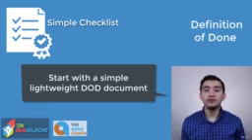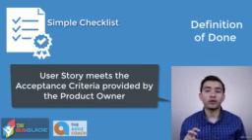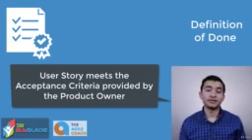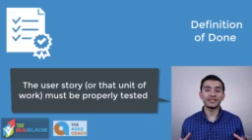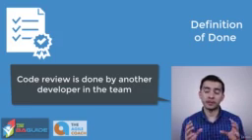One of the things that I've used in my team is to start with a very simple document. For one of the teams that I used to coach, it was as simple as this. That user story meets the acceptance criteria by the product owner. So whatever the product owner said, those conditions of acceptance, that piece of work actually includes those. The other thing is it's properly tested. The other checklist item in the definition of done document is there is code review or peer review in that story or that piece of code.